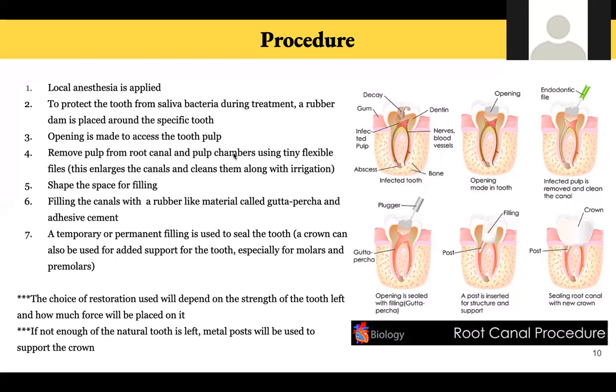The next step is to protect the tooth from saliva, bacteria, blood, or just anything extra in that area, to prevent it from going into the exposed tooth and the exposed pulp and getting in touch with even more bacteria when it's already infected. A rubber dam is placed around the specific tooth in order to isolate it.